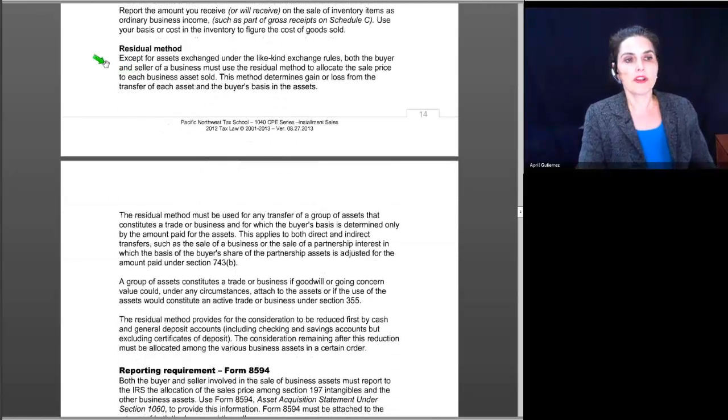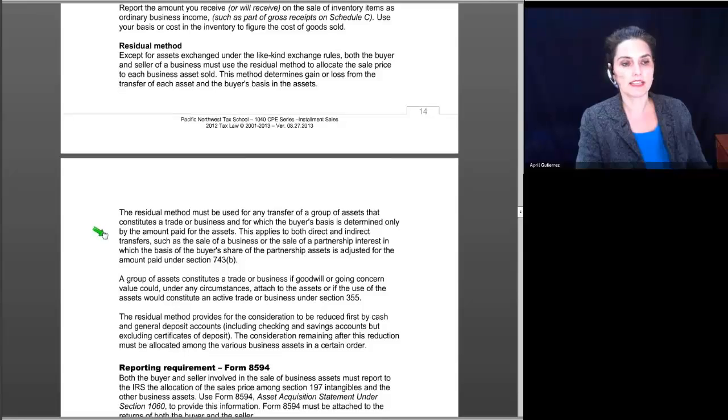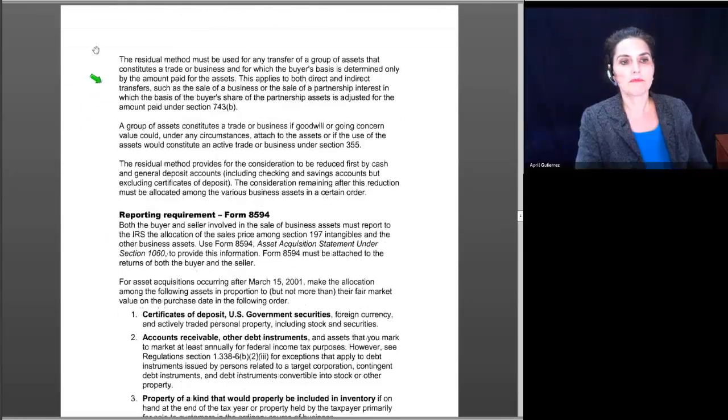Residual method. Except for assets exchanged under the like-kind exchange rules, both the buyer and the seller of a business must use the residual method to allocate the sales price of each business asset that is sold. This method determines gain or loss from the transfer of each asset and the buyer's basis in the assets. The residual method must be used for any transfer of a group of assets that constitutes a trade or business and for which the buyer's basis is determined only by the amount paid for the assets.